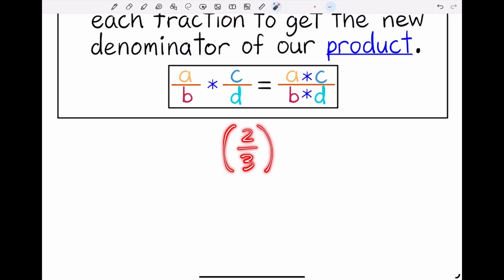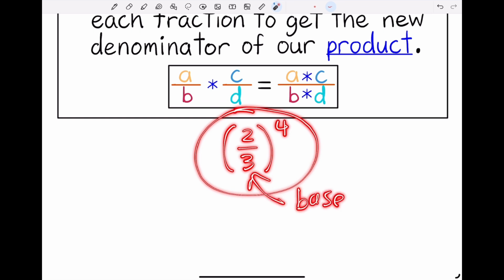so we can calculate the value of exponential expressions where the base is a fraction.